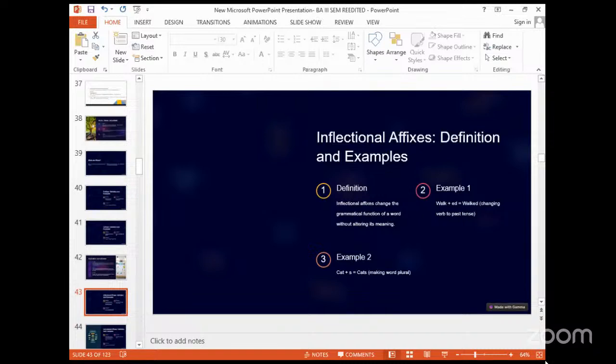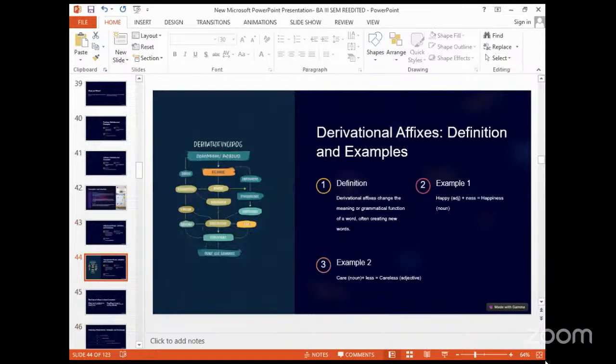Right? For example, if you look at walk, I add ed to it, it changes the verb to past tense, walked. Right? Cat. When I add an affix of s, it becomes cats, making it plural. That's it. Only the number has changed, singular to plural. Right? But derivational affixes change the meaning or the grammatical function of a word, often creating new words.